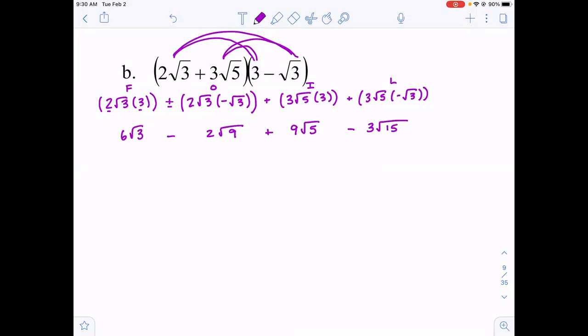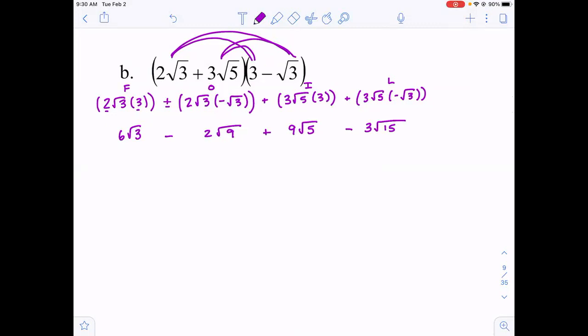All right, so now we have to look at each of these and say, okay, is there anything we can simplify? So square root of 3, I can't simplify that, so that one's going to stay 6 root 3. Minus, oh, square root of 9, I can do that. So that's 2 times 3. Can we simplify the square root of 5? No. So that stays 9 root 5. Minus, can we simplify the square root of 15? Well, 15's only factors are 5 and 3. Can I take the square root evenly of either of those? No. So that stays there.